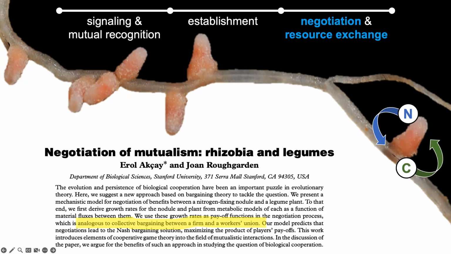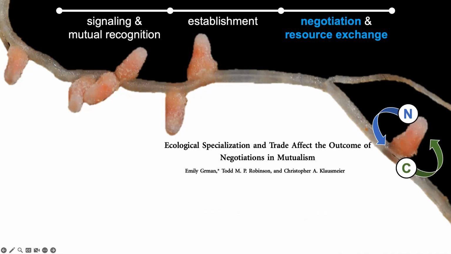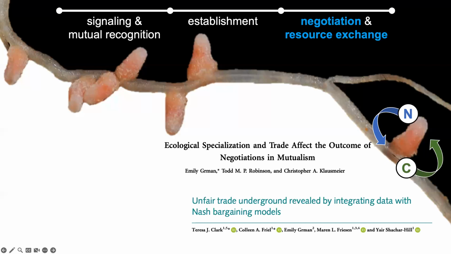And so in this paper, what Errol is doing is using a model that's analogous to collective bargaining between unions and firms to model the negotiation of the carbon for nitrogen exchange rate. You'll also see papers that use things like the Nash equilibrium, which is really commonly employed in economics as well. And so this is just a smattering of some of those examples. Generally speaking, what people in my field are interested in is how things like the context in which this mutualism is playing out influences the trade or the negotiated exchange rate.